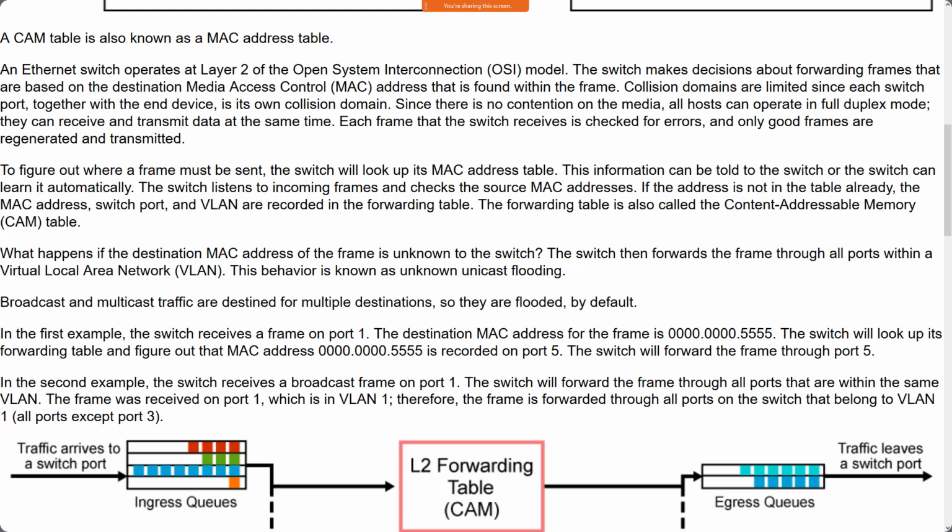The switch listens to incoming frames and checks the source MAC address. If the address is not in the table already, the MAC address, the port, and the VLAN are going to be recorded in that forwarding table, and that table is stored in what we call content addressable memory, or the CAM table. Now there is a finite amount of space that exists within the CAM table itself. And it depends on the switch model, how much memory the switch has, and so on. But there is a limit to how much information can actually be stored.